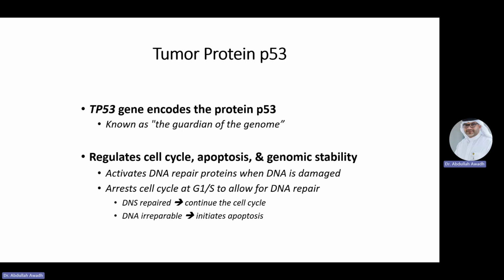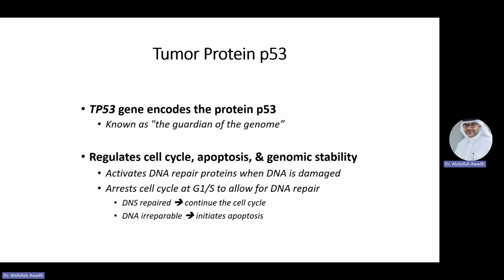Similarly, somehow, a tumor suppressor gene called tumor protein P53. It's also implicated in a large number of cancers and tumors. It's known as the guardian of the genome because its mechanism is really complex and it has multiple functions along the side of retinoblastoma. It regulates cell cycle, apoptosis, and genomic stability. Activate DNA repair protein when DNA is damaged.